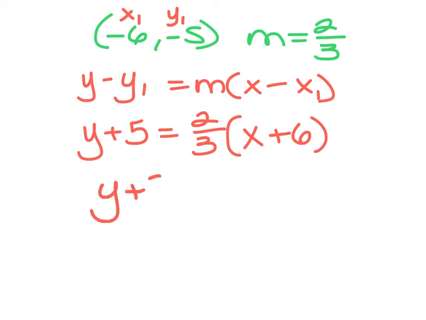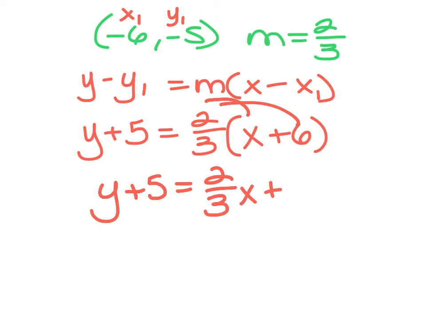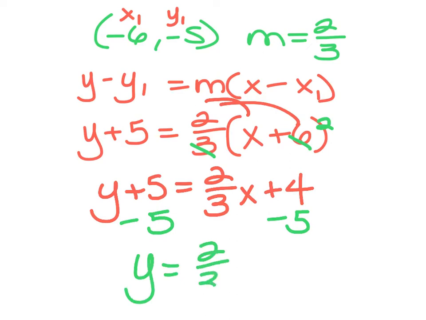Distribute your 2/3. So 2/3 x plus, 3 goes into 6 2 times, so it's just 2 times 2, which is 4. And then subtract your 5. And you get y equals 2/3 x minus 1.